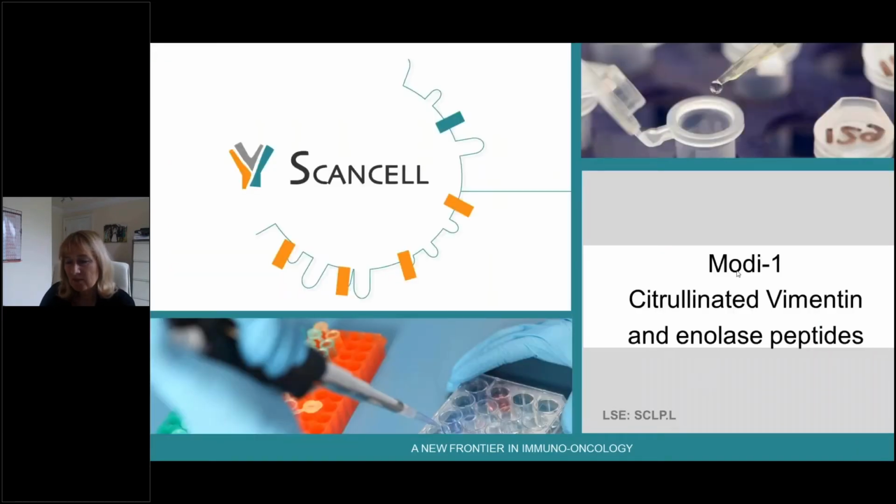So the vaccine I'm going to talk to you about, we call MODI-1. It's a combination of two citrullinated vimentin epitopes and an enolase epitope. Again, these targets are modified, they're citrullinated, but these proteins are very good fuel for autophagy because they're very ubiquitous cytoskeletal proteins.